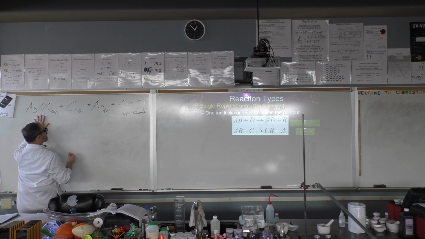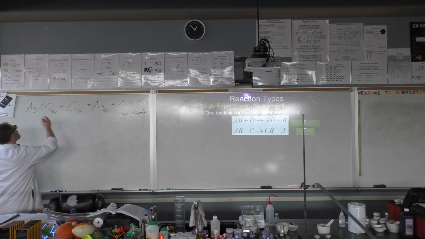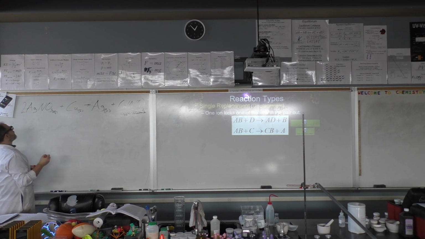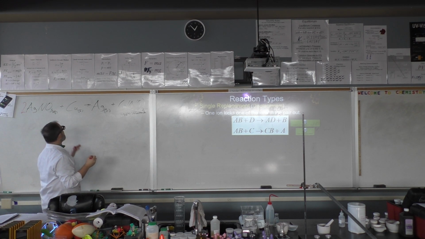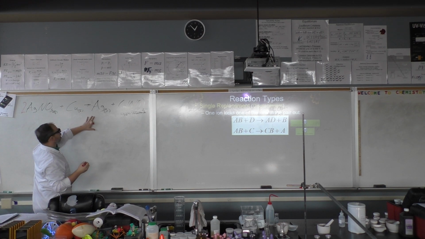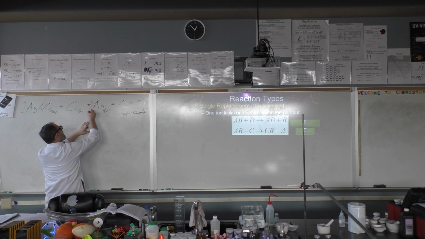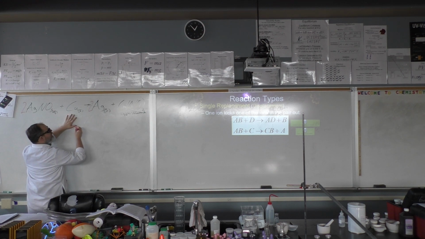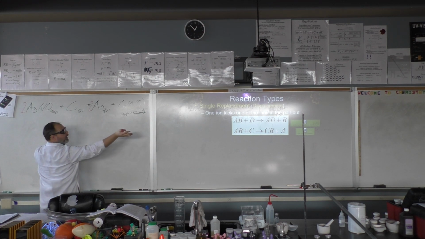How many nitrates over here? 1. So we fix that by doing what? Putting a 2 up here. Now we got 2 nitrates. And how many silvers over here? 2. How many silvers here? 1. So fix that. How many coppers here? 1. How many coppers here? 1. Are we good? Yes.